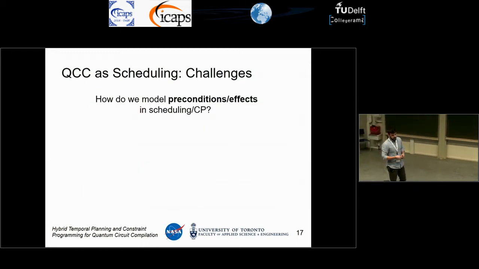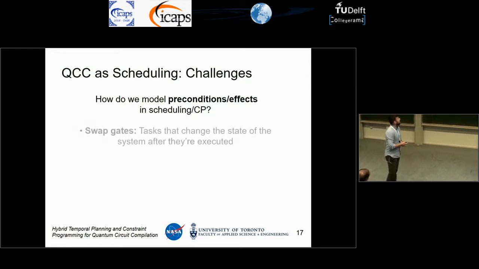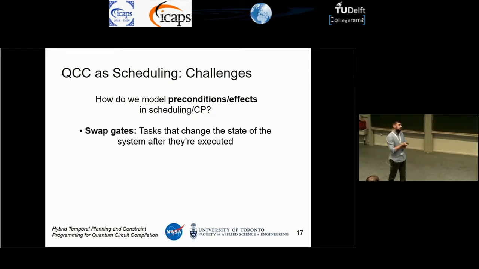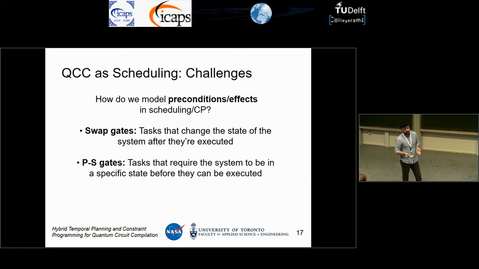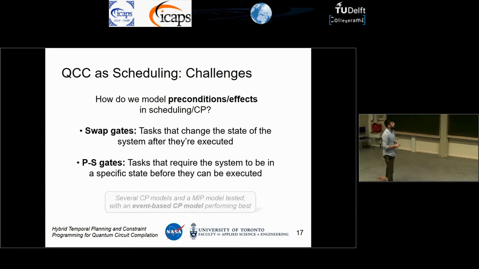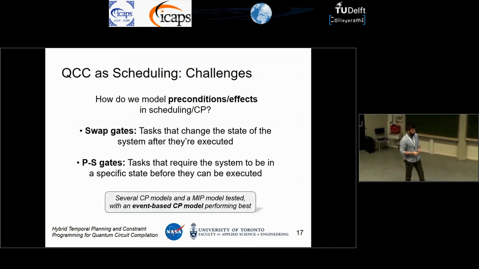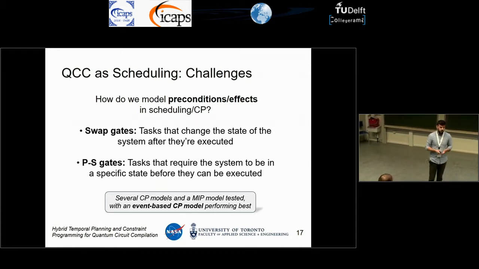Another pesky issue is how do we model preconditions and effects in scheduling technology? When a swap gate is activated, it changes the state of the system, so I need to model that somehow. To activate a PS gate, I actually need the system to be in some sort of state before I can even activate it. So these are preconditions and effects. We tried several CP models and a MIP model, and we rested on an event-based CP model that seemed to perform the best out of all the methods attempted.